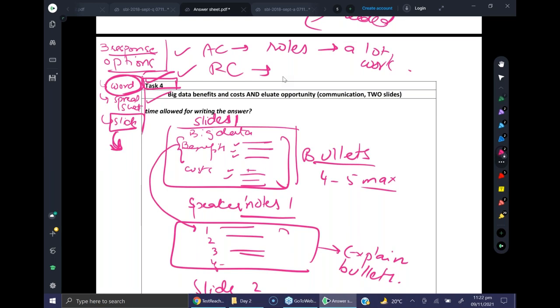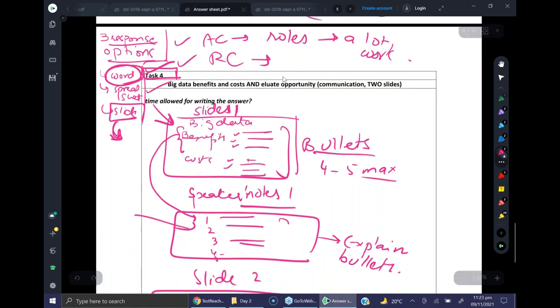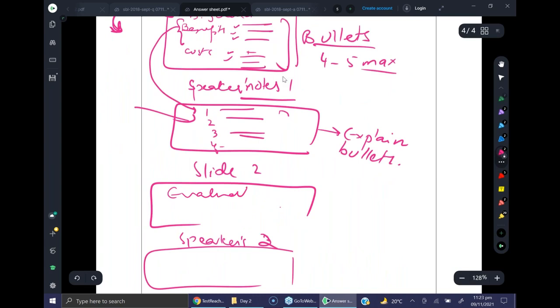But on the slide, never write long sentences or paragraphs. The communication marks will go away. Absolutely, 0 marks will be given if you write long sentences or paragraphs on the slide. Yes, on speaker notes, write your paragraphs, write your full sentences to explain your points, but not on slides. Just be careful. And on slide 2, you will do the evaluation of the new opportunity of working with the Beetle government.